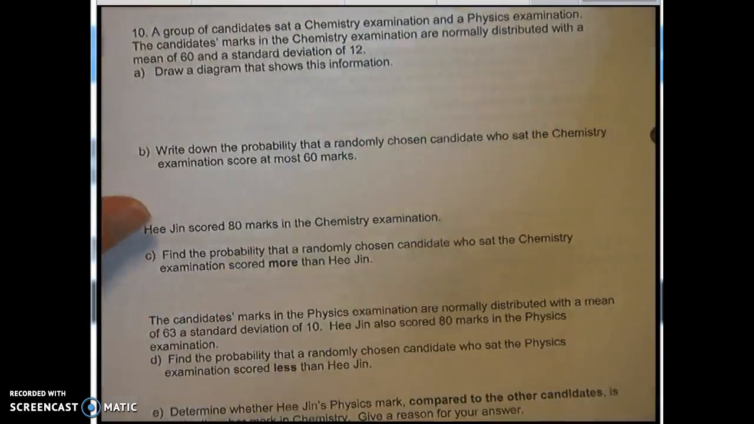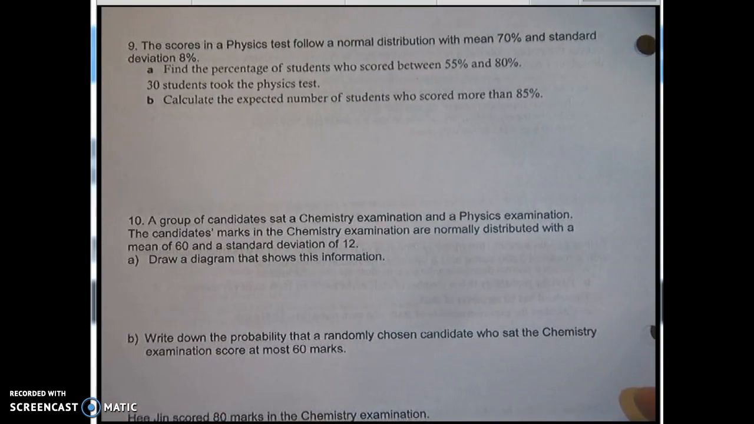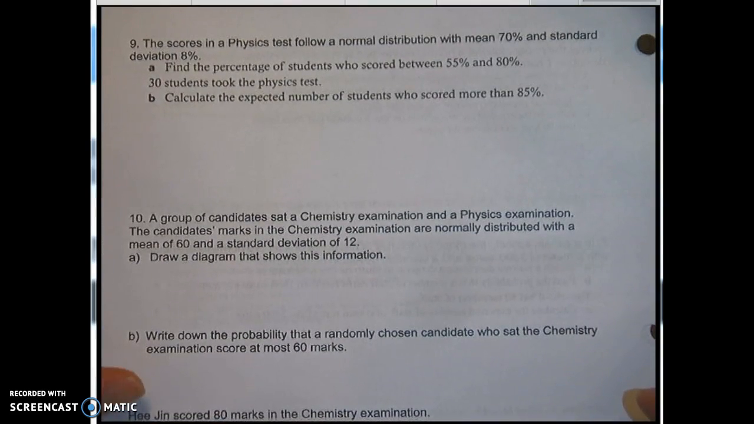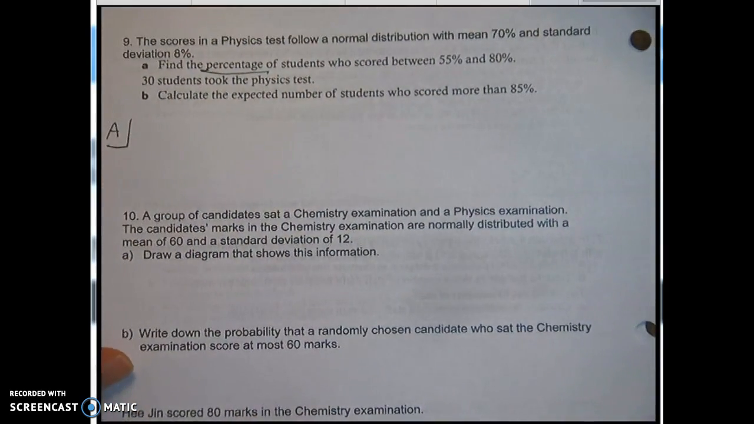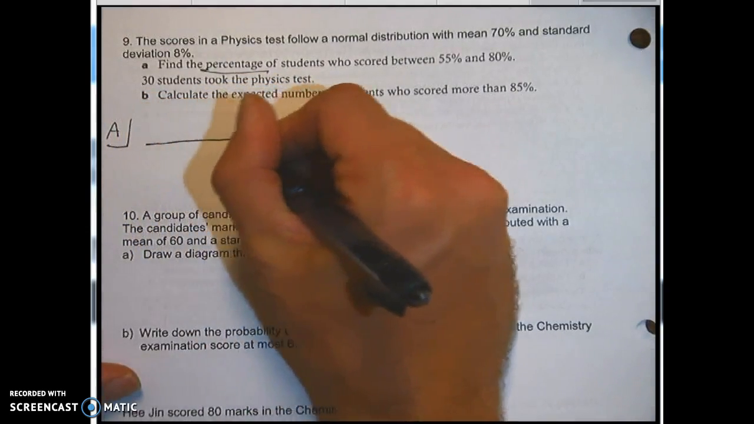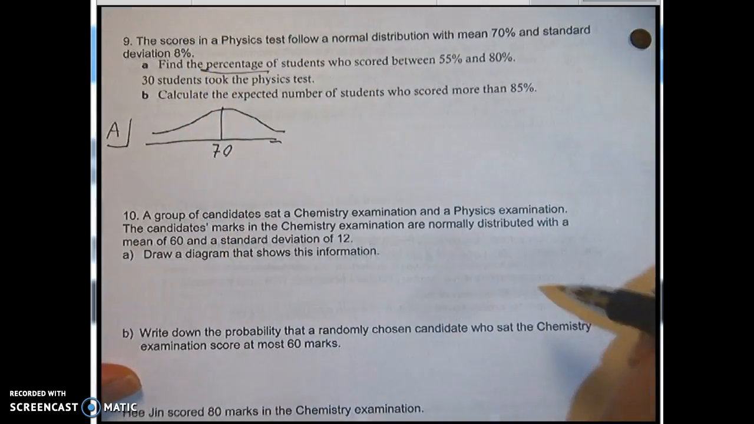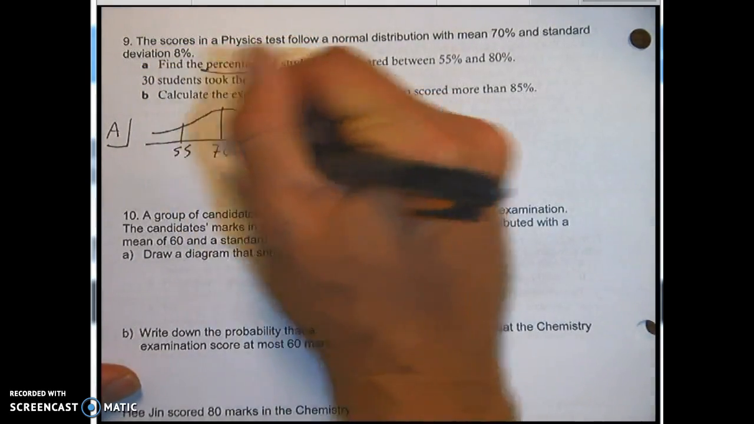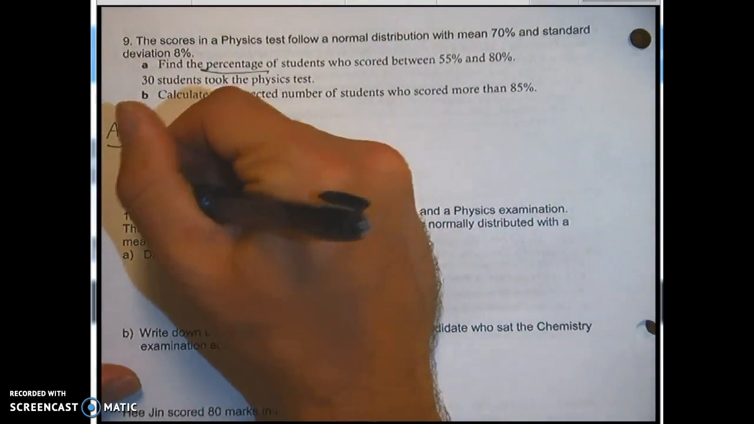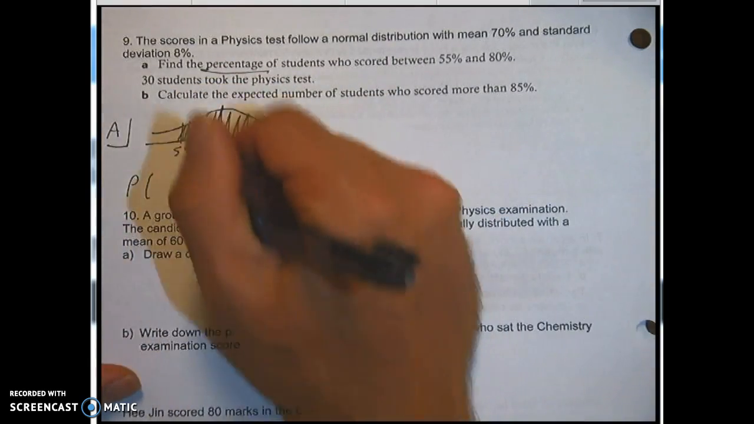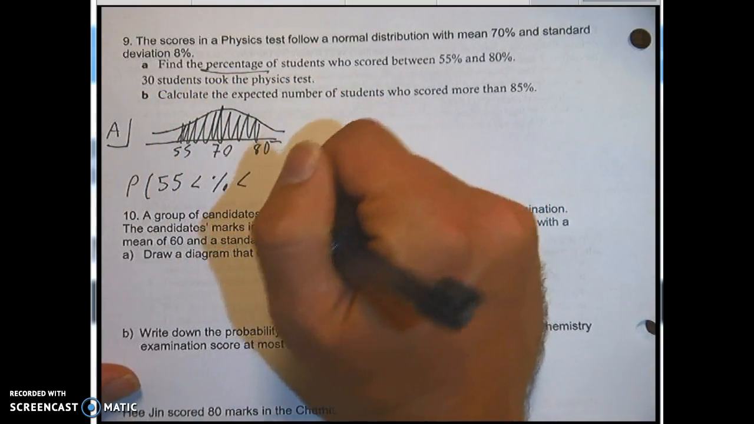Here we go. Let's just do some of these on the back. The scores in a physics test follow a normal distribution with a mean of 70, standard deviation of 8. Find the percentage of students who scored between 55 and 80. So if I draw a really rough bell curve here, my mean is 70, and I want between 55 and 80. This stuff. So I want the probability that a student scored between 55 and 80.